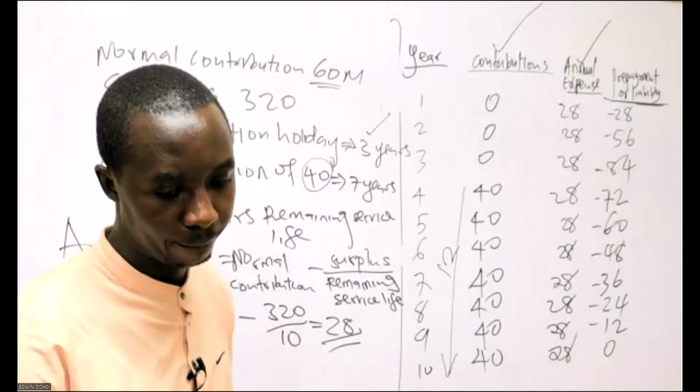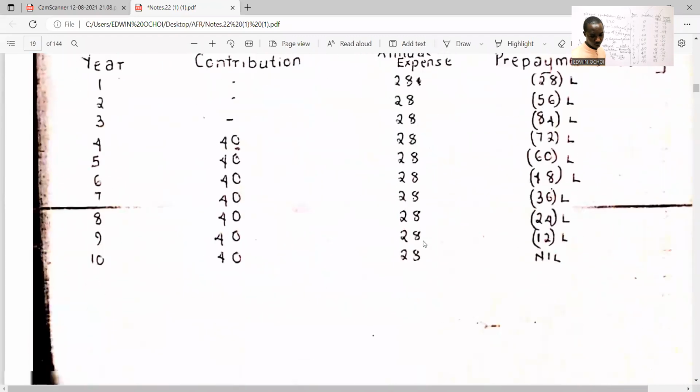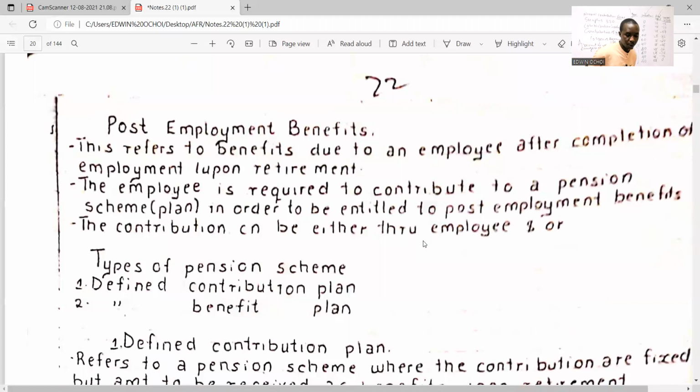So after this, we talk a bit about the pension schemes, so post-employment benefits. This is now the major area for this topic. An example of a post-employment benefit is pension. It refers to the benefits due to an employee after completion of employment. You get pension after completion of an employment period. So the employee is required to contribute to a pension scheme in order to be entitled to a post-employment benefit. Like now, you are deducted the NSSF.